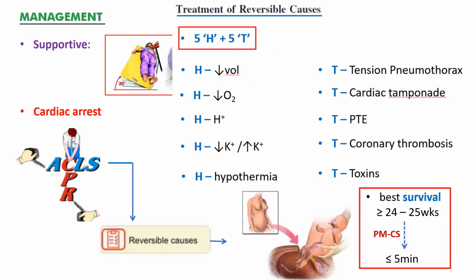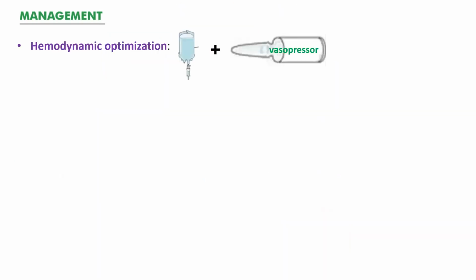And it is shown that the best survival happens when there is a perimortem cesarean section that should happen within 5 minutes when a diagnosis of amniotic fluid embolism is contemplated. So the child has to be delivered within 5 minutes to save the mother. So that is the key important thing that one needs to bear in mind.